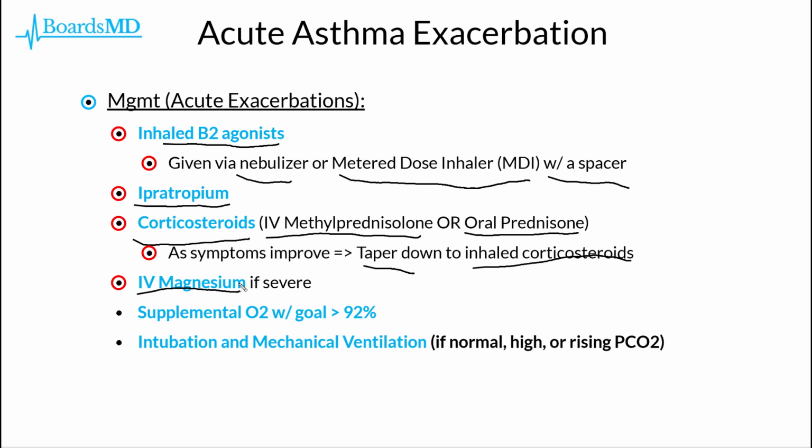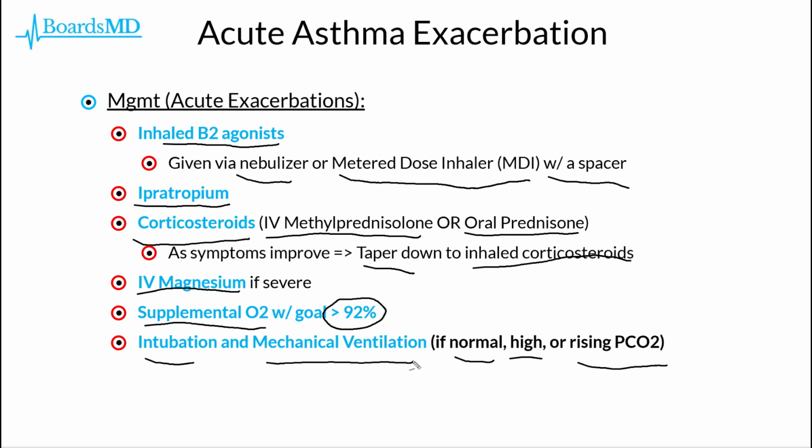In the context of severe asthma exacerbations, we can also give our patients IV magnesium. We should also give our patients supplemental oxygen with a goal oxygen saturation of greater than 92%. And as we noted on the previous slide, keeping an eye on that patient's ABG. If the patient has a normal, a high, or a rising PCO2, then we really need to think about intubation and mechanical ventilation.